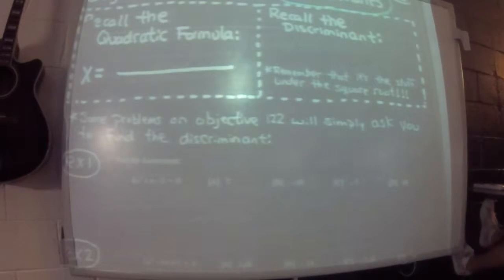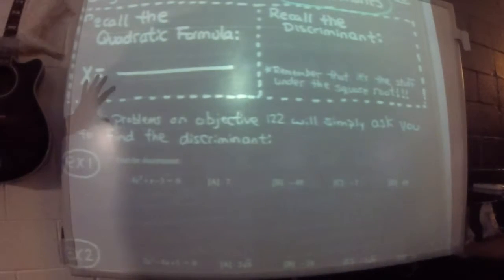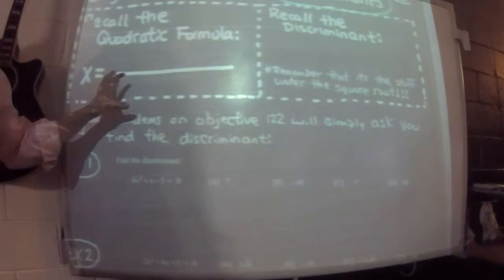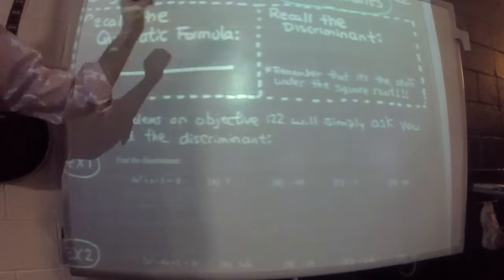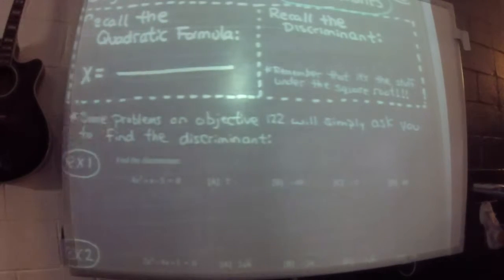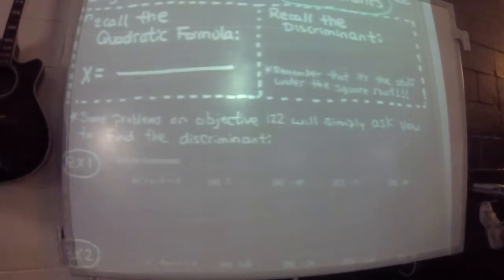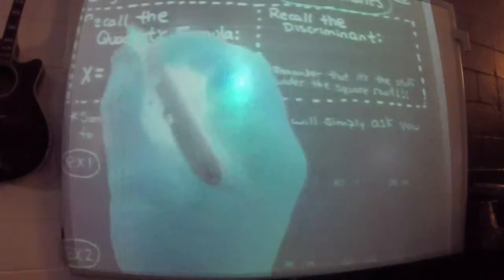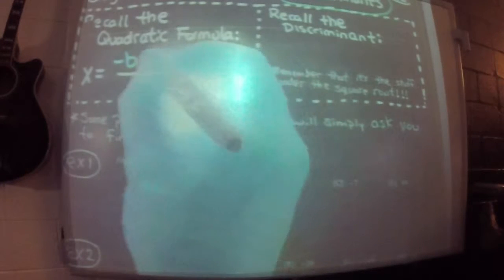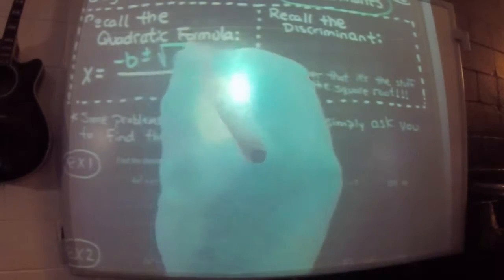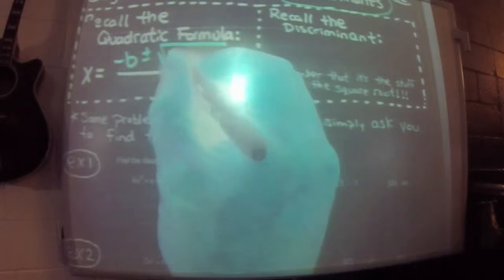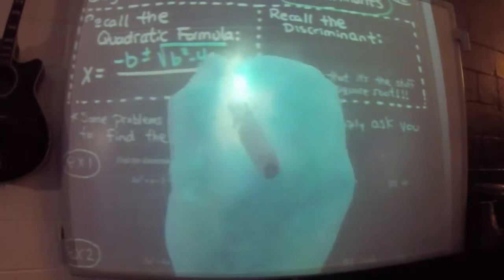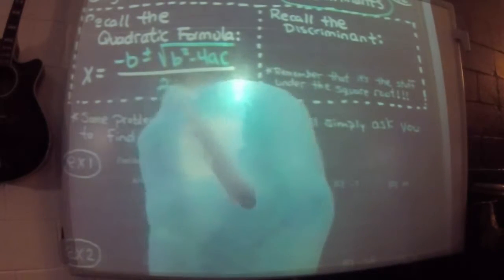Everything under the square root. Minus 4ac. Close. It's the stuff under the square root. So let's write the quadratic formula. Look at the stuff under the root. So it's b squared minus 4ac. So again, let's write the quadratic formula. We got x equals negative b plus or minus square root of b squared minus 4ac all over 2a.